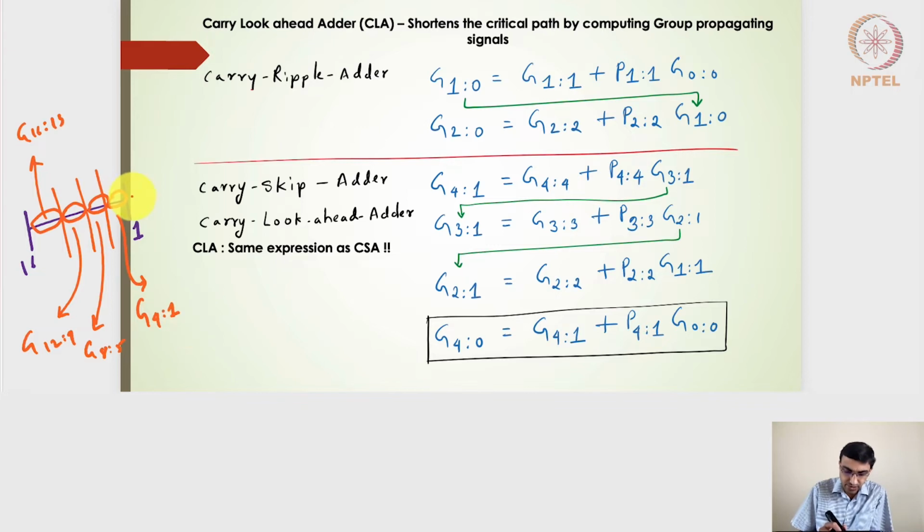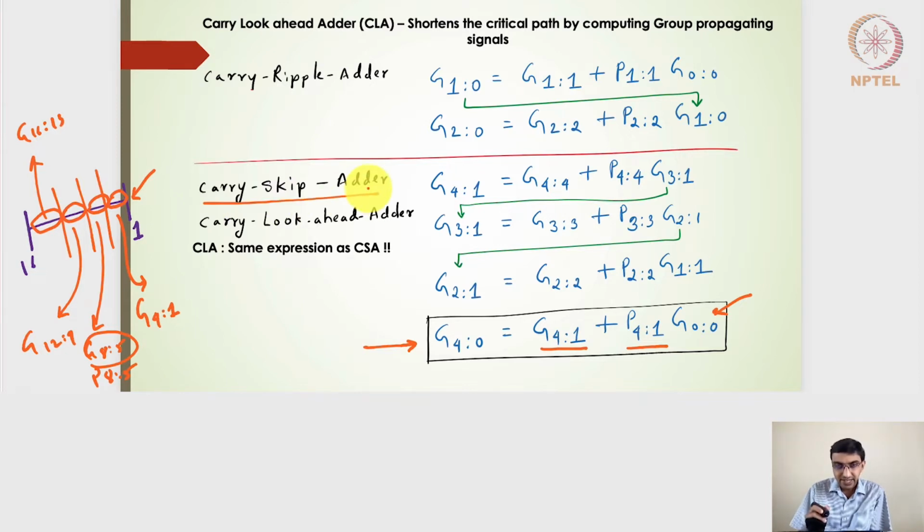And then the moment G0 is to 0 is fed, it creates G4 is to 0. So that's what is written here: G4 is to 1 is created, P4 is to 1 is created, and the moment G0 is to 0 is available, it creates G4 is to 0. Similarly, whenever G4 is to 0 is created, we will get G8 is to 0 if we have G8 is to 5 and P8 is to 5. Right, so that's what the carry skip adder was doing.